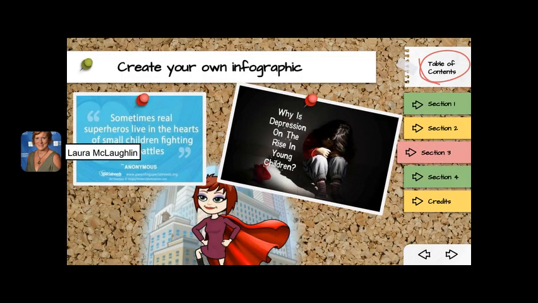So I want you to create your own infographic about helping children who are coping with depression in your classroom. And think of this quote right here. Sometimes real superheroes live in the hearts of small children fighting big battles. And another thing to consider is, why is depression on the rise in young children?